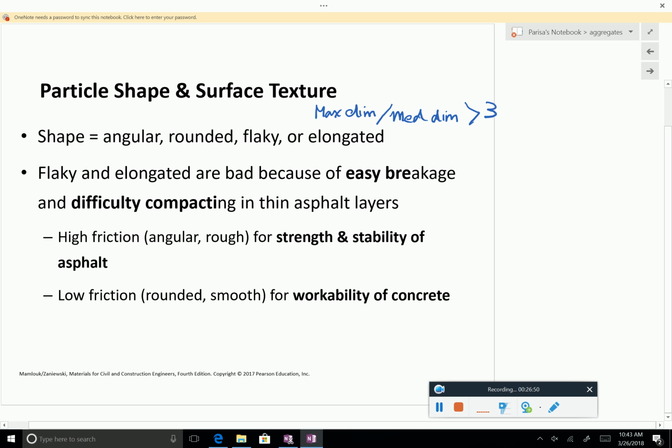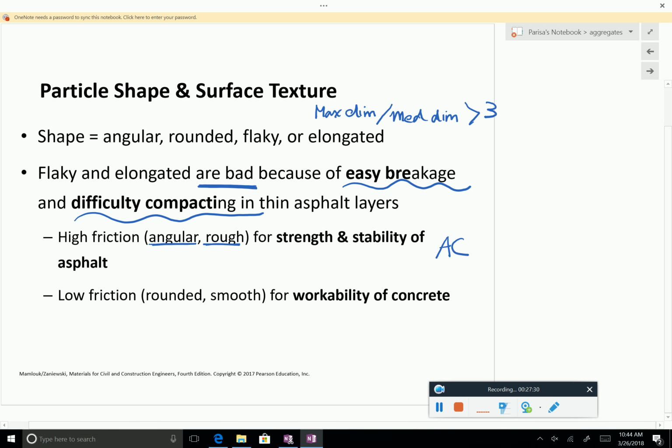So they are not desired because, as we discussed, they can easily break and it's hard to compact them. What typically you like to have for asphalt concrete is angular and, in terms of texture, rough aggregates so that they can interlock, like someone here said, they can stick past each other, they can interlock and provide this stability that you need when the truck is going over the road you have designed.